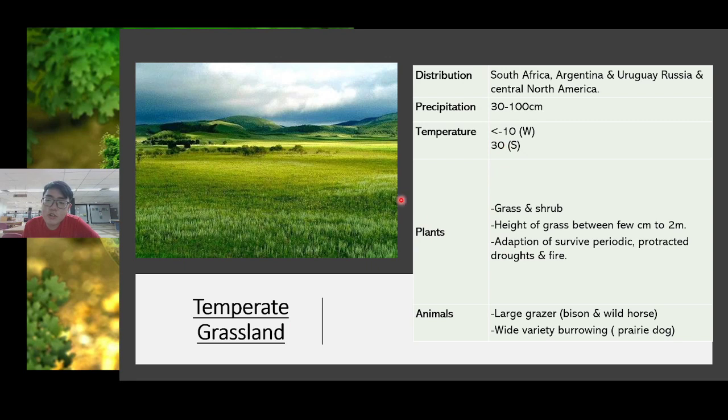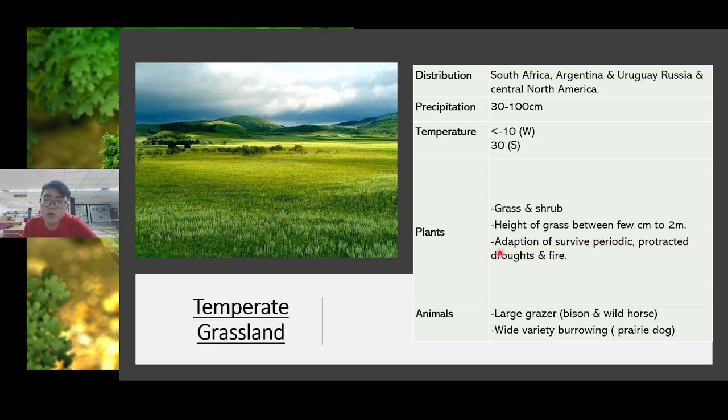Okay, so the plants normally are grass. If you see the grassland, the plant distribution is normally grass. There are no trees, or the trees are very minimal, and the height of grass is between a few cm to 2 meters. The grass in that area can be very high, up to 2 meters, even higher than a human. And then the adaptation is to survive periodic drought and fire.